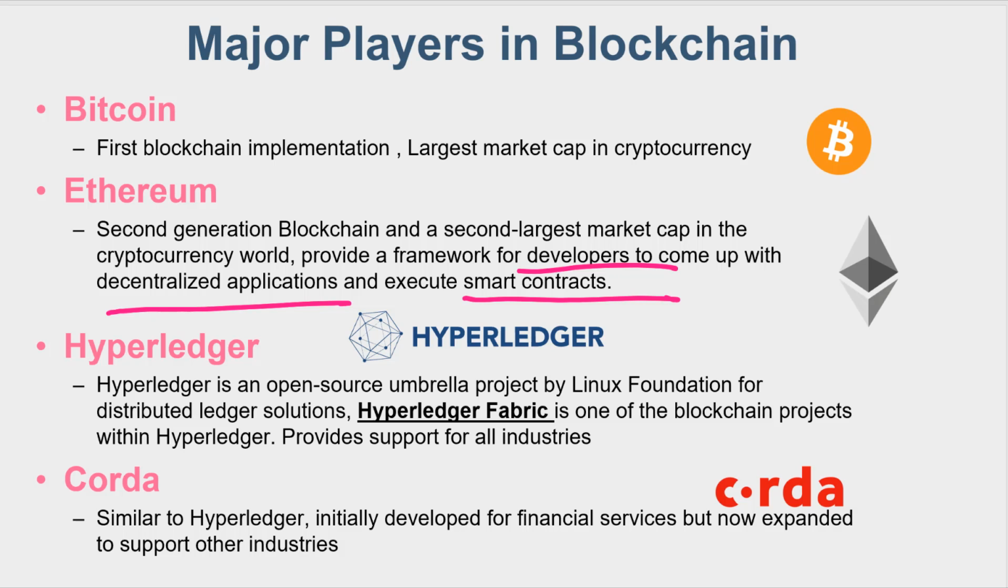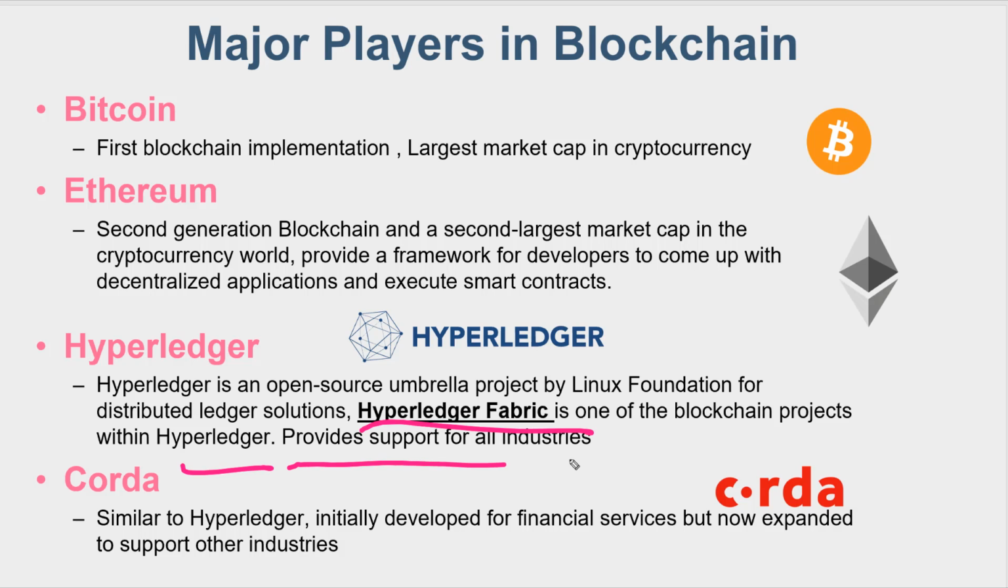The other major player in the blockchain is Hyperledger. Hyperledger is an open source umbrella project by the Linux Foundation. Hyperledger Fabric is one of the blockchain projects within Hyperledger and it provides support for all industries. The other major player in the blockchain is Corda. Corda is pretty much similar to Hyperledger, but it was initially designed for financial services, and now it's been expanded to all of the industries. So take a look at the next slide.